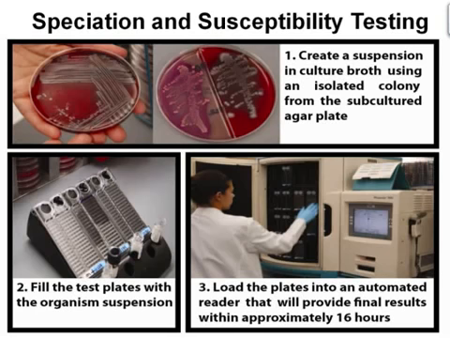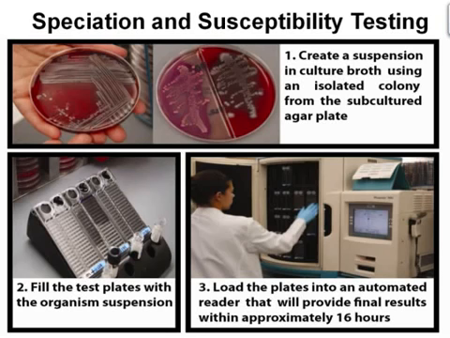Step 1 of the speciation and antimicrobial susceptibility testing process involves creating a suspension in culture broth using a single isolated colony from the subculture plate. This is performed by gently scraping the colony from the plate with a sterile inoculating loop. Placing the loop in the broth and gently stirring will release the colony from the loop, creating the suspension.